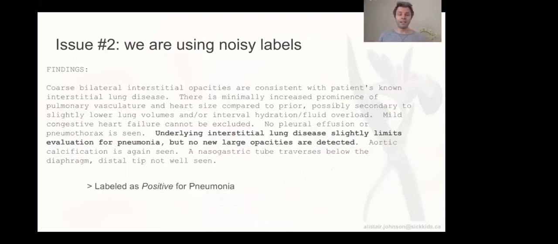Okay, second issue is that we're very often using noisy labels. Here's an example of an actual radiology report, and I've bolded a section where it says underlying interstitial lung disease slightly limits evaluation for pneumonia, but no new large opacities are detected. If you put on your radiologist brain, this is basically saying it's a little bit hard to see, but I don't see any big white spots in the lung, so I don't think they have pneumonia, right? However, our NLP algorithm has said that this is positive for pneumonia because it hasn't quite been able to interpret the sentence to negate the mention of pneumonia.